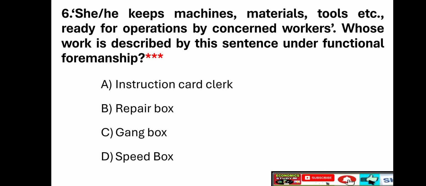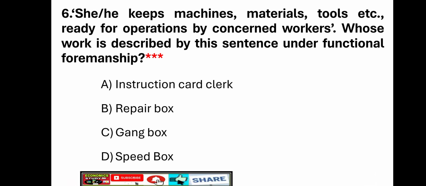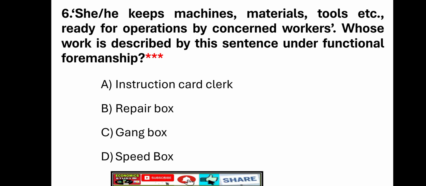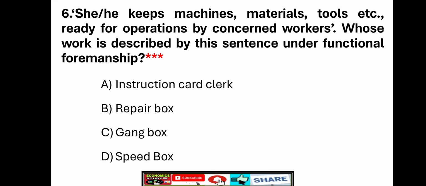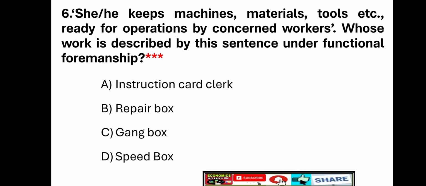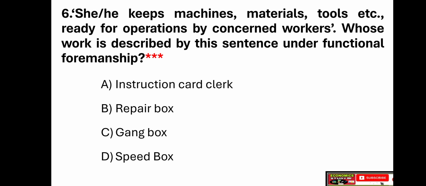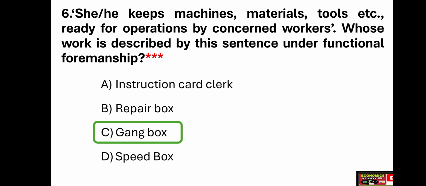Question number 6. She or he keeps machines, materials, tools, etc. ready for operation by concerned workers. Whose work is described by this sentence under functional foremanship? Option A, instruction card clerk; option B, repair boss; option C, gang boss; option D, speed boss. Right answer is option C, gang boss.